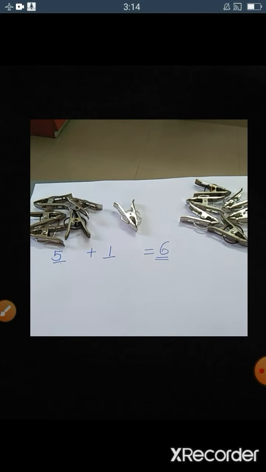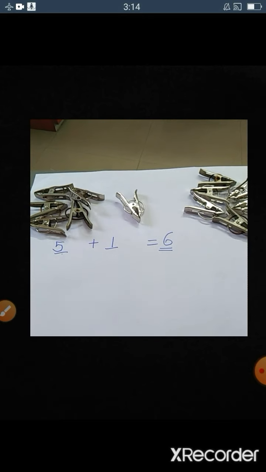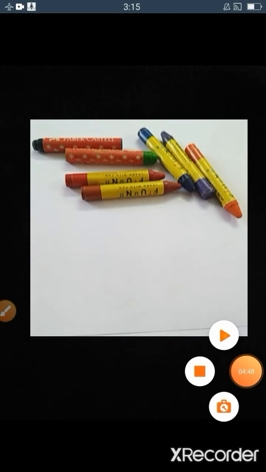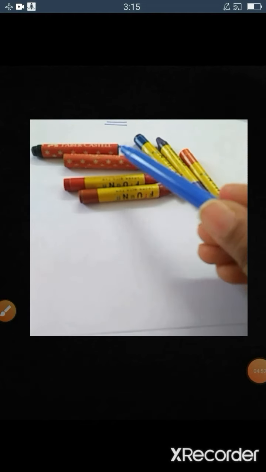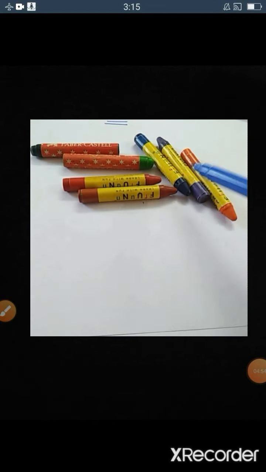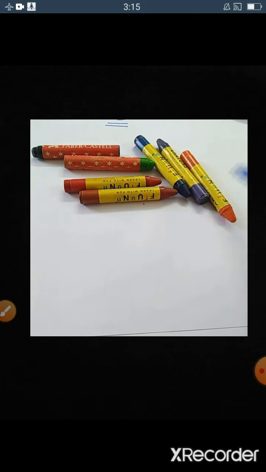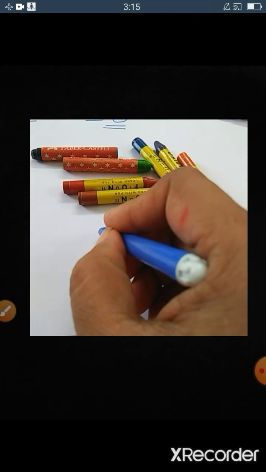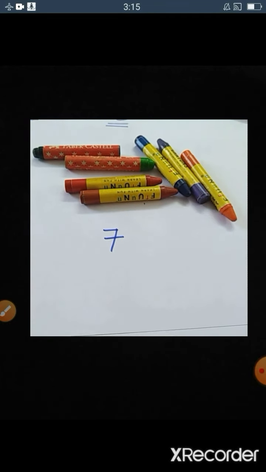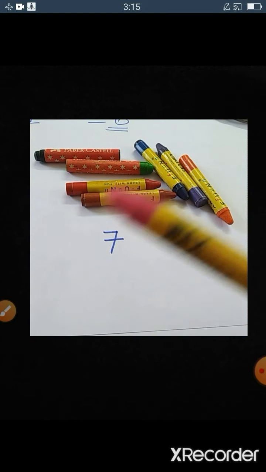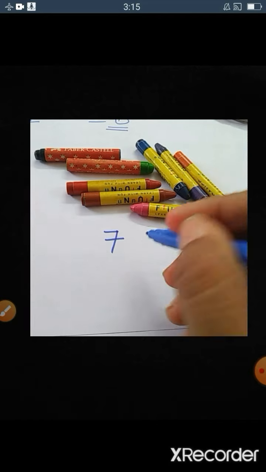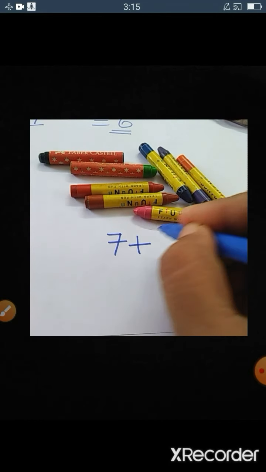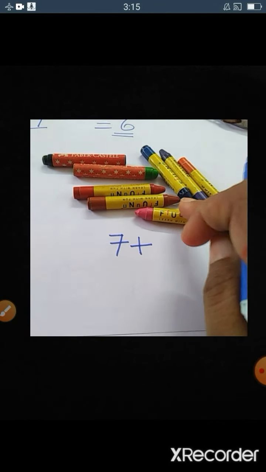So the same activity let us do with some crayons now. Children, just count how many crayons I have taken. 1, 2, 3, 4, 5, 6, 7 crayons I have taken. So I am writing 7 for it. To it I am adding one more crayon. So what should I write? Plus 1 or 0. This crayon 1 I have added now.